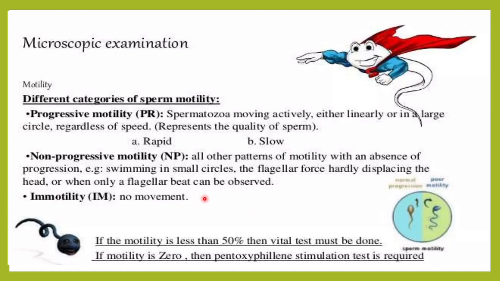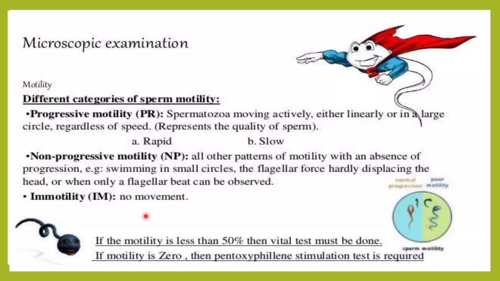Here, these sperms are swimming, but they are swimming in a very small circle, and only the flagella is moving, or the head is hardly being displaced. So those are called non-progressive. They are not able to progress. They are not able to move in a linear fashion or in large circles. Those are non-progressive. And third would be immotile. There is no movement at all.